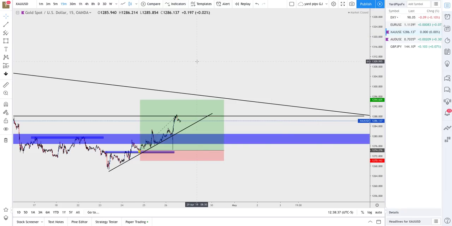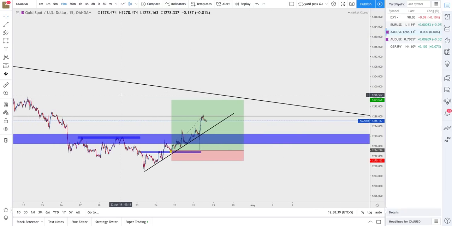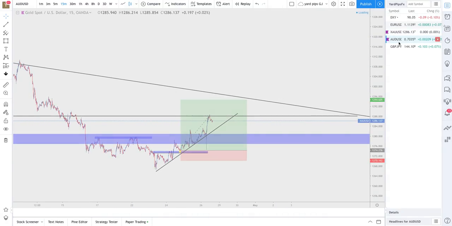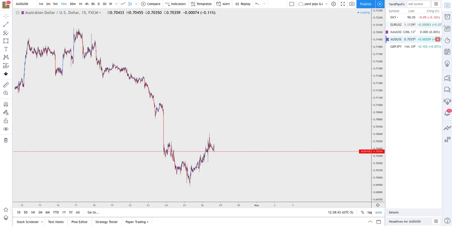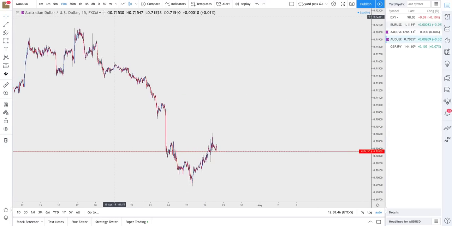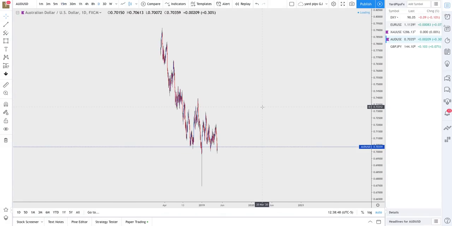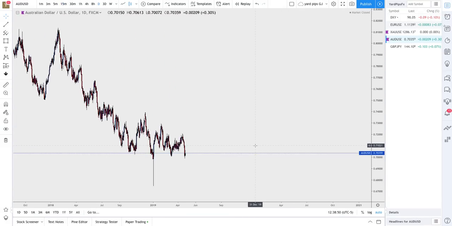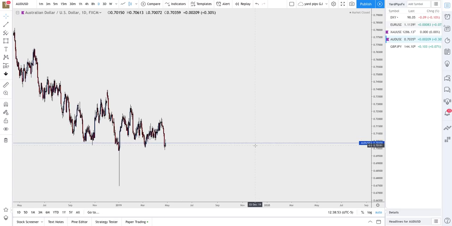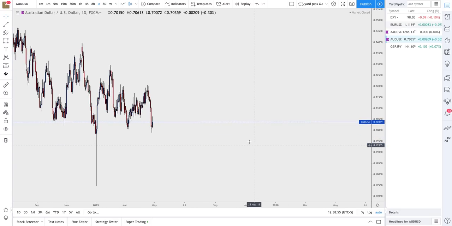Alright, so that's all I had for gold this week. Moving on to AU. Come on, AU absolutely melted. So this trade came from a higher time frame. It actually didn't happen this week. This is just the trade playing out.